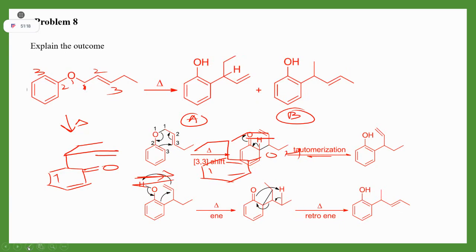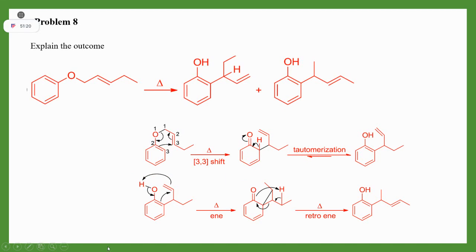Let me erase this part and explain. First, you were very right that it underwent a 3 sigma tropic shift. Since oxygen is there, it will be a Claisen rearrangement. After the sigma tropic shift, tautomerism will take place and it will form your phenol. Correct? And this is your product A.